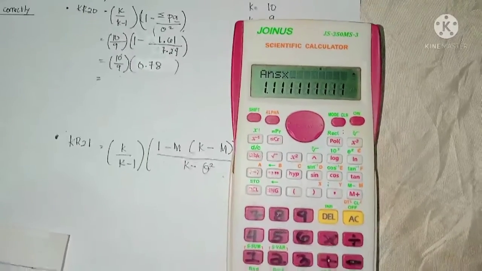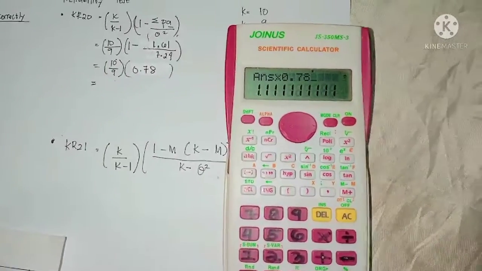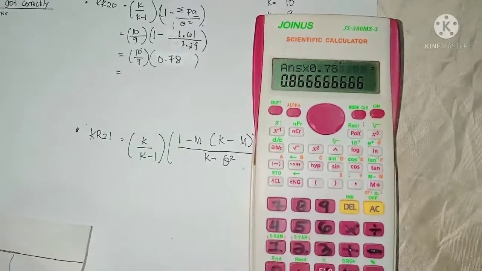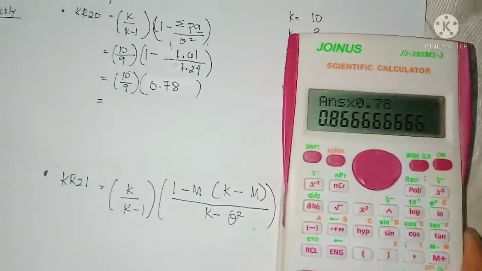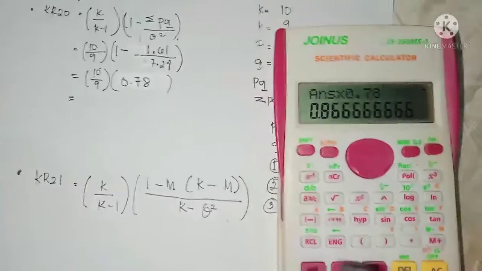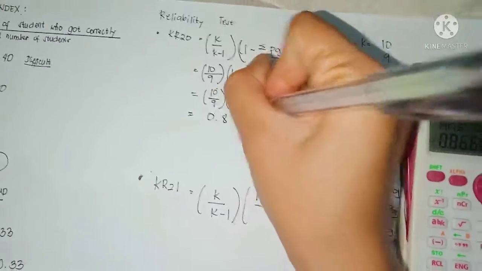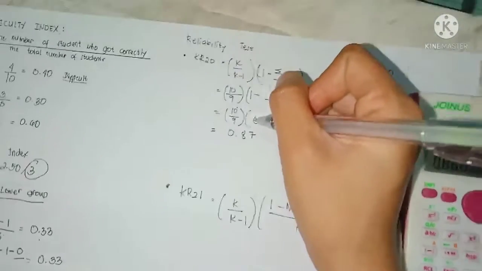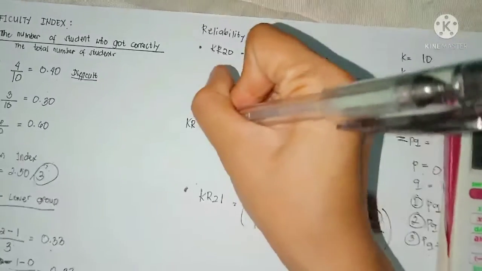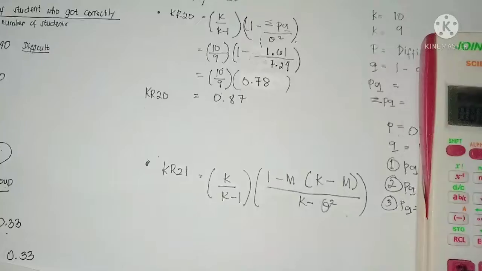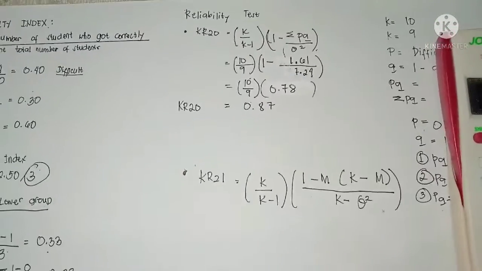Answer times 0.78 equals 0.86. So let's round it up. So we have here 0.87. So our reliability test, KR20, is 0.87. And that's all. Thank you.